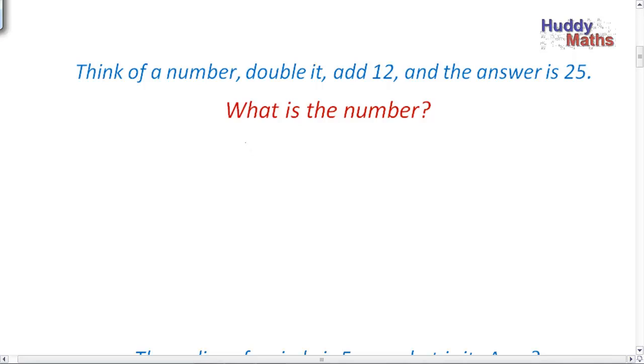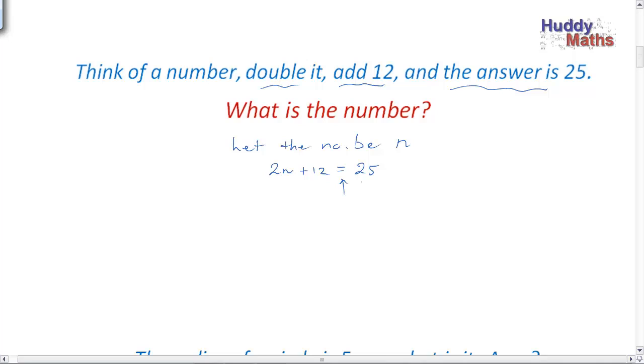Let's have a look. Let the number be, well, you usually use x, don't you? But let it be n for number. Let's be very flexible here. So double it, that would be 2 times n. Add 12, here I'm going along here. Add 12, and the answer is 25. So the answer is, we put in an equal sign.